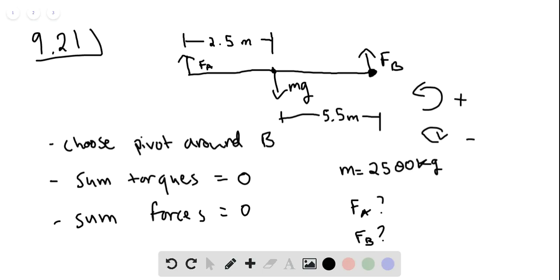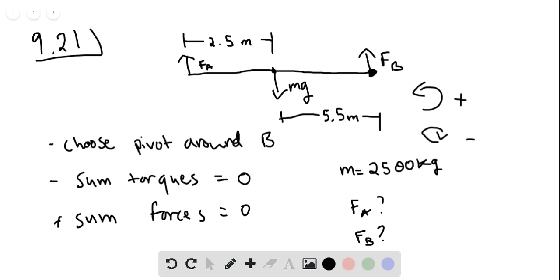It's important that the system is in equilibrium because this makes sure the second two points are true. The sum of the torques and the sum of the forces are both 0. And we also want to note that 2.5 meters is the distance between the rear tires and the center of mass of the trailer, and the distance between the center of mass of the trailer and the support is 5.5 meters.